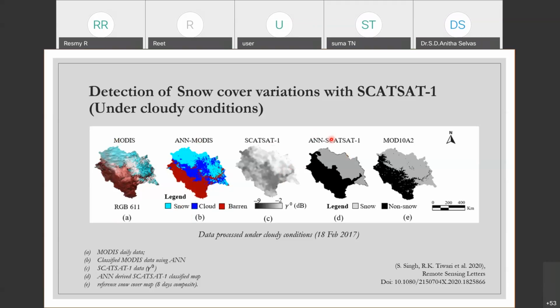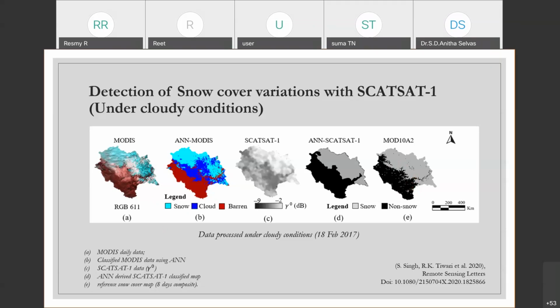And when we classify this SCATSAT data with the ANN model, we get two binary images. One is snowy area and another is the non-snow area. So this is snow and non-snow, and using the composite data, MOD10 data, which is a snow product of MODIS that is given freely, and it is given on a 16-day basis. So 16 days MODIS data is used for the preparation of this data.